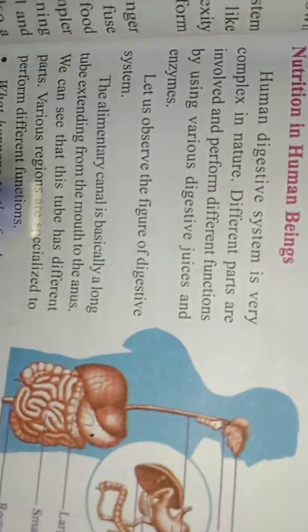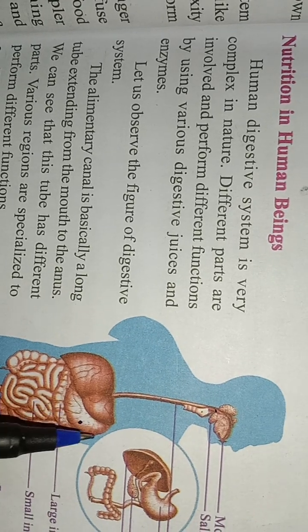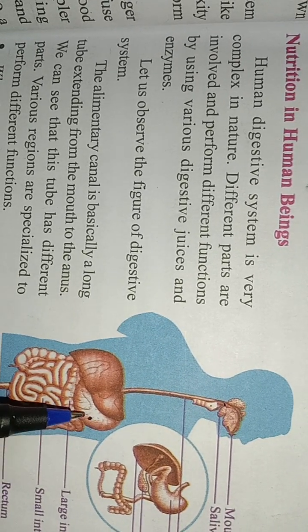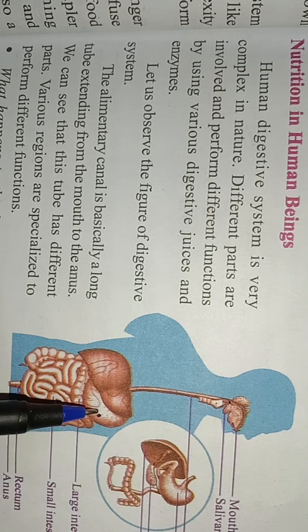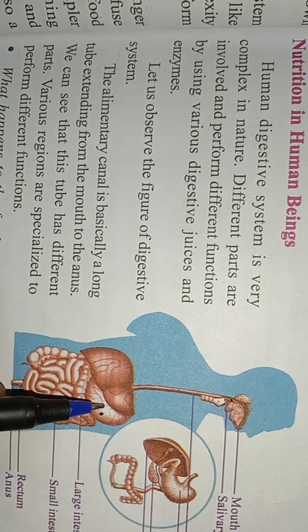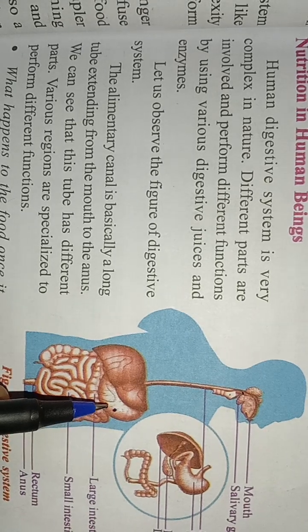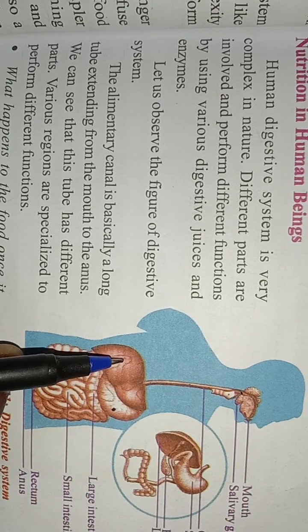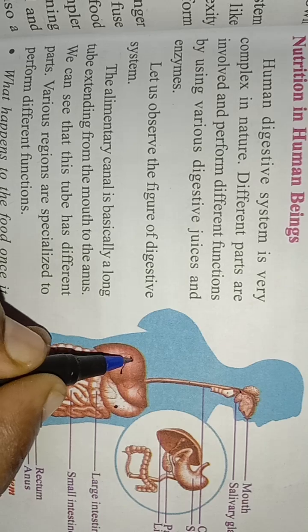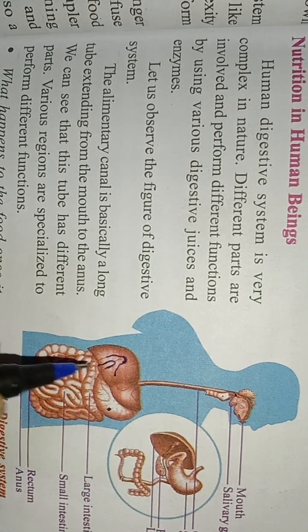So what is the nature of the food here? Whenever it is mixing with the gastric juices and HCl, hydrochloric acid, the nature of the food is acidic now. Thoroughly mixed, it is converted a little bit into simpler forms. Then the food comes to the duodenum, this part.